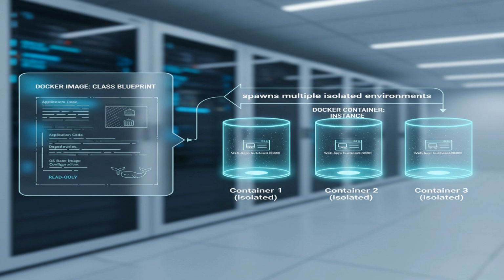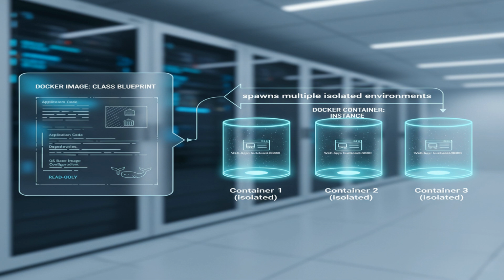An image is like a class, and a container is an instance of that class. You can create multiple containers from a single image, each running the same application in its own isolated environment. Images are the blueprints, while containers are the actual running applications.